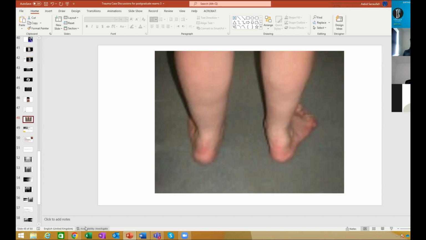Anything else? And the spring ligament, which, okay. And that runs from where to where, the spring ligament? That runs from the sustentaculum tali to the navicula. Okay, all right, okay. So let's proceed now.